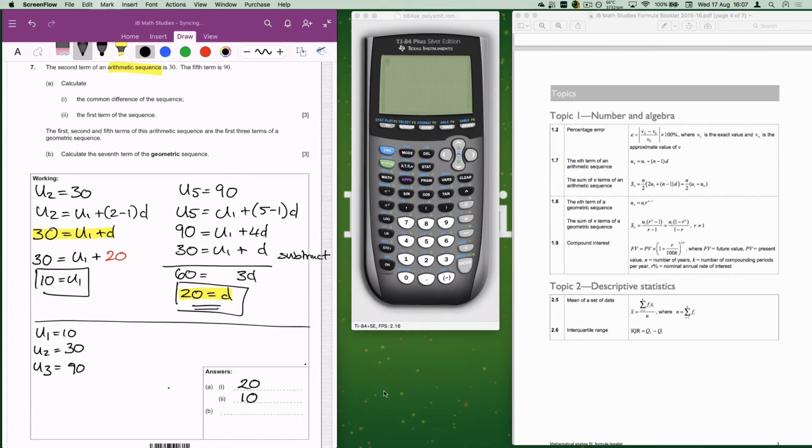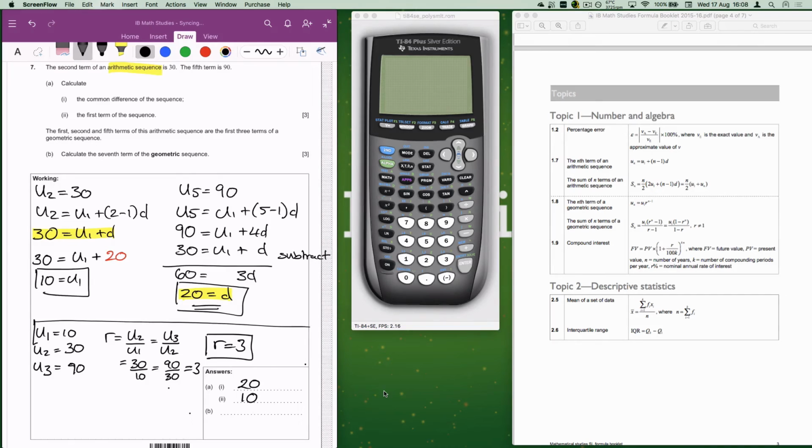So what we should always work out when we're trying to work out with a geometric sequence or any sequence is work out the common difference or the ratio and work out the first term. We have the first term. Can we now work out the ratio? So r would be equal to u2 divided by u1, which should also be equal to u3 divided by u2. So that would be 30 divided by 10 should equal 90 divided by 30, which equals 3. So we've got r equals 3. Okay, and so that gives us our r value.